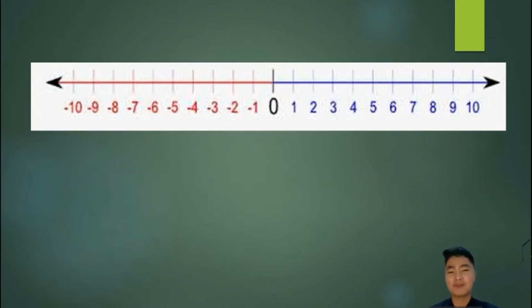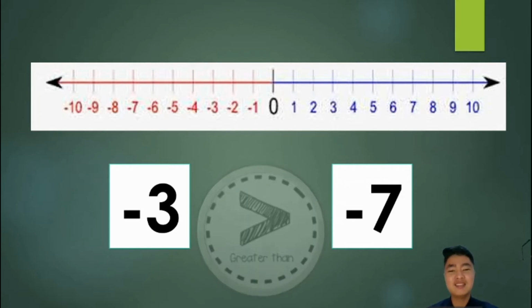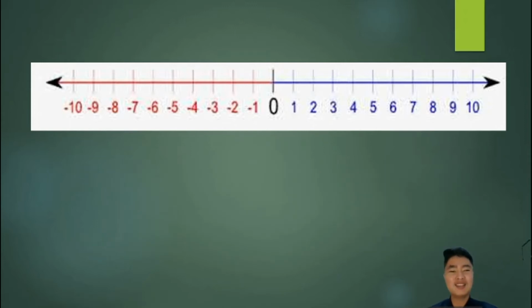Alright, let's try another one. Say for instance, we have negative 3 and negative 7. Please take a look at our number line. Which one is on the leftmost part? Is it negative 7 or is it negative 3? As you can see, the leftmost part is negative 7. Therefore, we will point negative 7. In this case, our answer would be negative 3 is greater than negative 7.